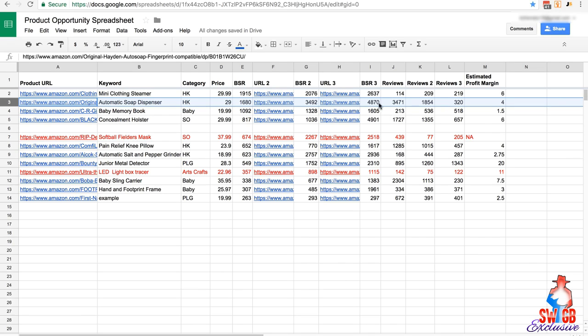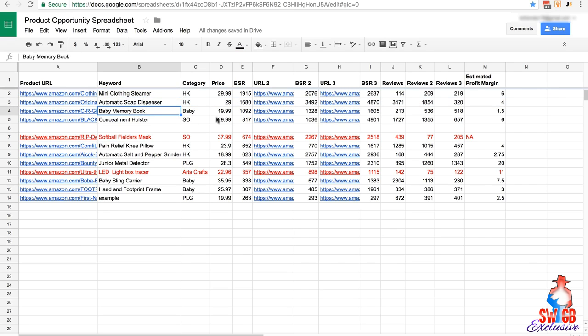And for me, looking at these, even though I haven't even mentioned it yet, the 2 I would look at would be the baby memory book and the mini clothing steamer. Even though the memory book has a lower BSR number, in all 3 cases the baby category is a smaller category. So I would literally be torn between those 2. So as I said before, when it came down to it, I would always be looking at the profit margin as a tiebreak.